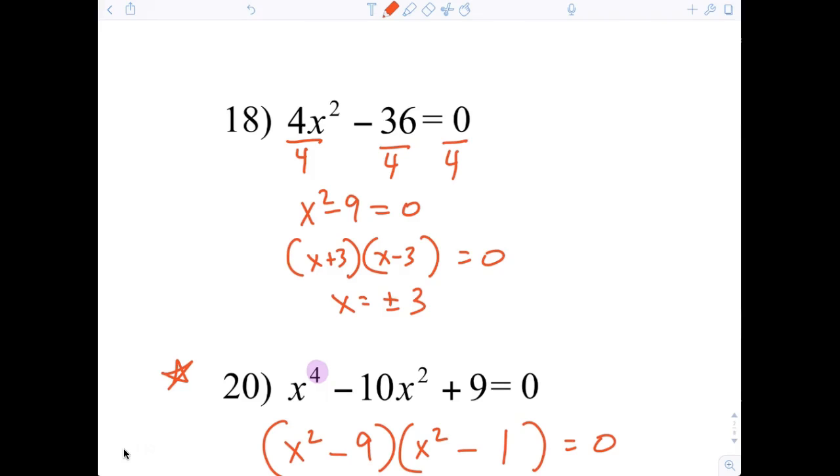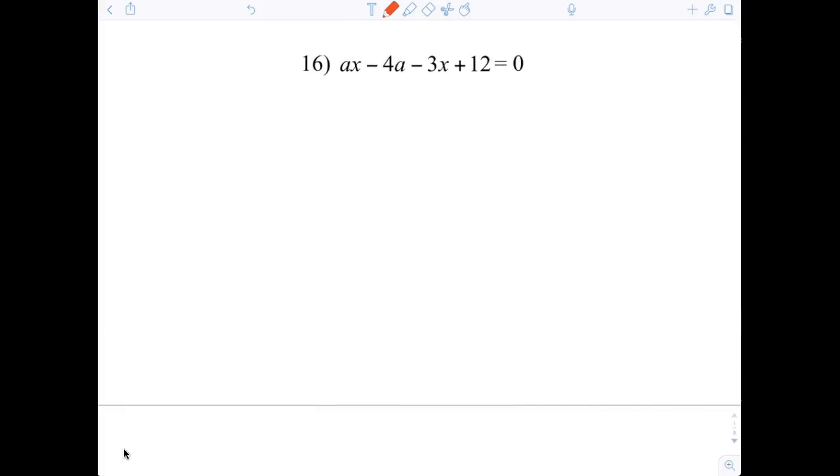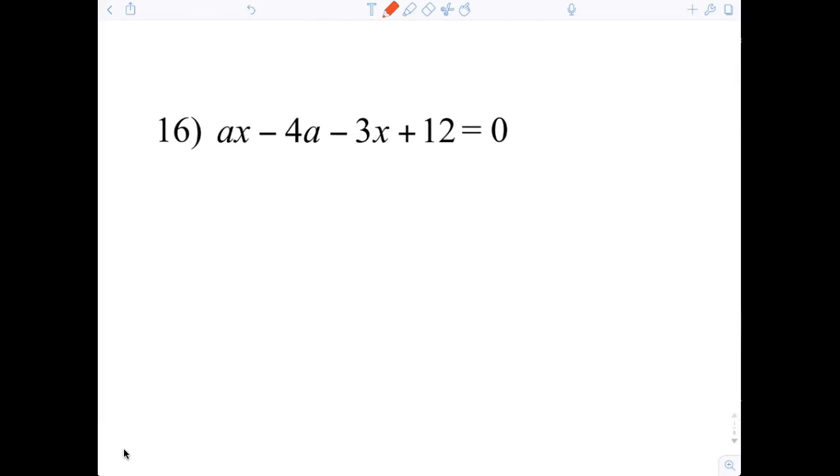Well, some of you still have work to do. All right, now I'm going to try to show you something else. 16 is another good one, because we're going to factor by what? Factor by grouping. All right, we're going to factor by grouping.